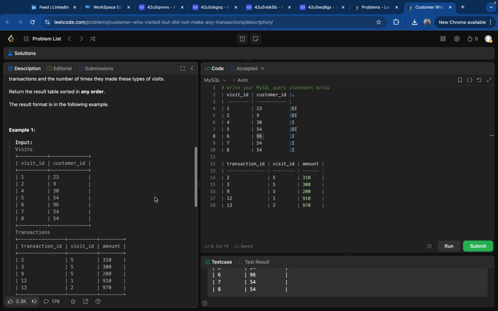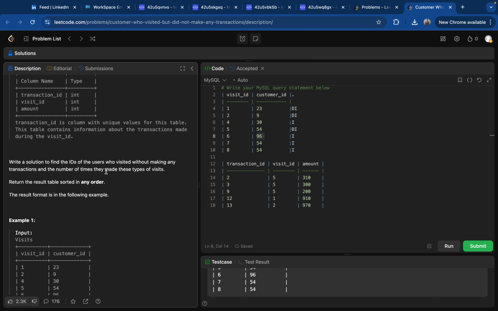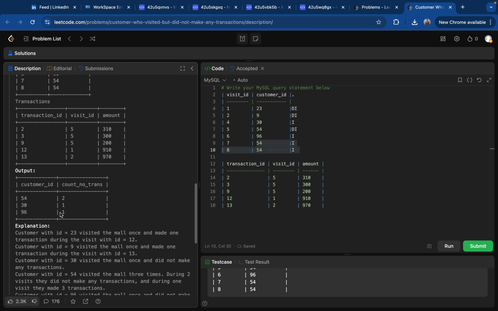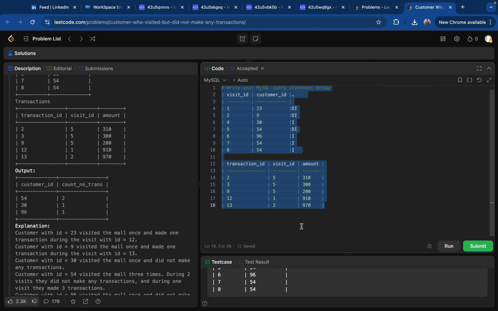The next thing we have to return is how many times they made this type of visit. So we know that 30 only did this once, 96 also did this once, but 54 did it 2 times. So we have to return this. Now let's query this.